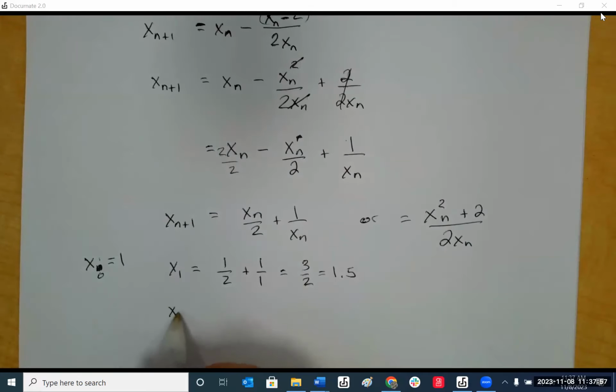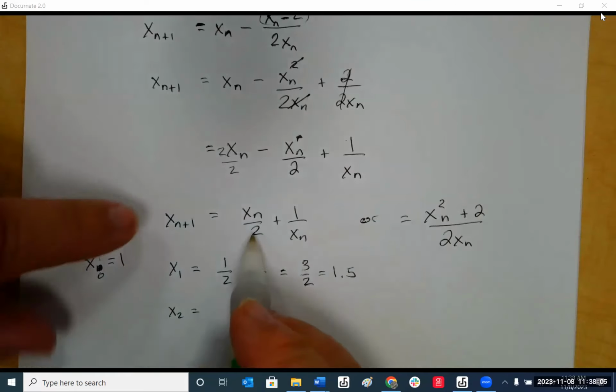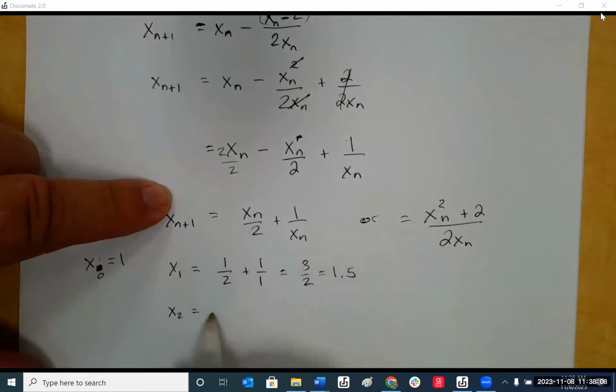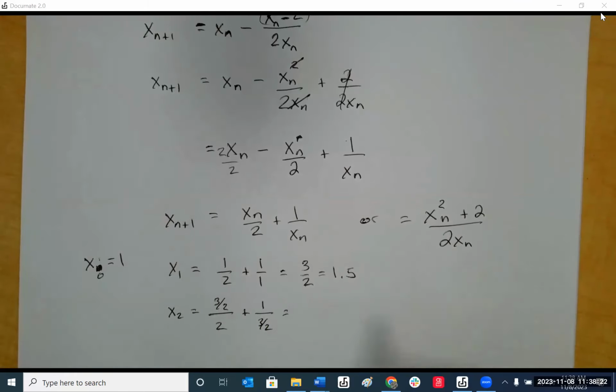Yeah, so now my x sub 2 will start off with x sub 1 over 2. So it's going to be 3 over 2 over 2 plus 1 over 3 over 2. It may be easier keeping it in fractions. This is 3 over 4 plus 2 over 3, which is 17 over 12.